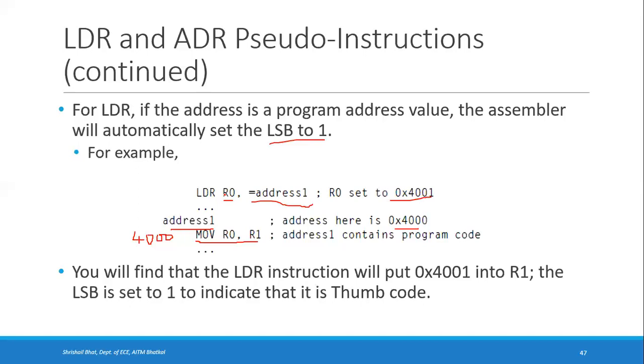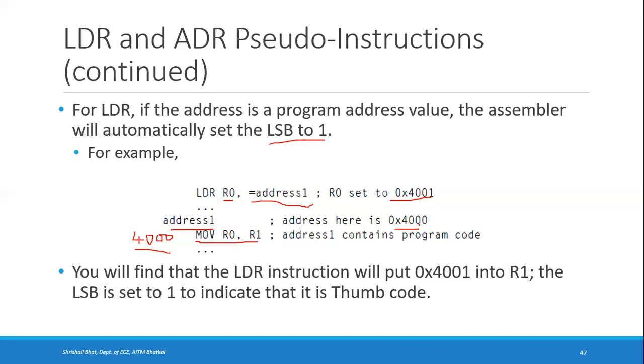As this is 4000, 4001 will be copied into R0. You'll find that the LDR instruction will put 4001 into R0. That is, the LSB is set to 1 to indicate that it is Thumb code. By default it will make it 1. If it is 4001, you should understand that the address is actually 4000, because an instruction cannot start at an odd address. It has to start at an even address. That's why it is understood that this MOV R0, R1 is at 4000H, and the 1 indicates that it is in Thumb state.